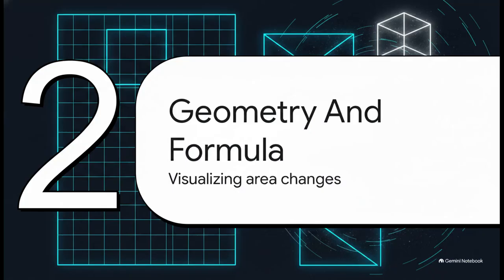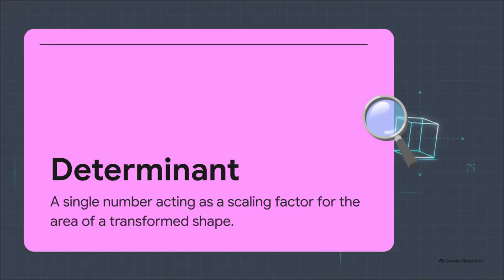Moving to Section 2, Geometry and the Formula, Visualizing Area and Deriving AD minus BC. To find that magic number, we really need to picture the physical space. Imagine a basic unit square on a dark grid getting stretched out into a slanted parallelogram. The determinant is really just asking one simple question: how much bigger or smaller did that area get? If your starting square had an area of 1 and your new shape has an area of 3, boom, your determinant is simply 3. It's literally just a scaling factor for area.